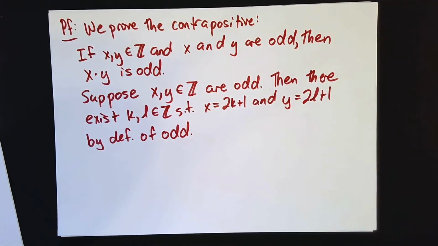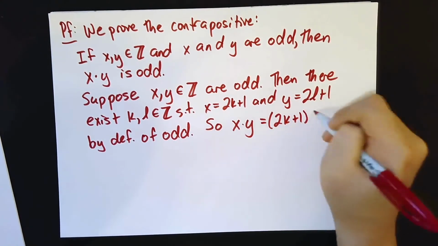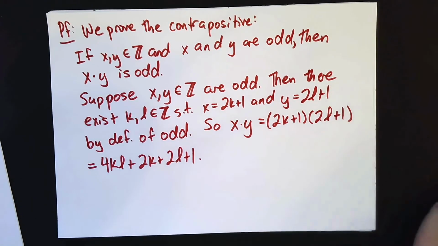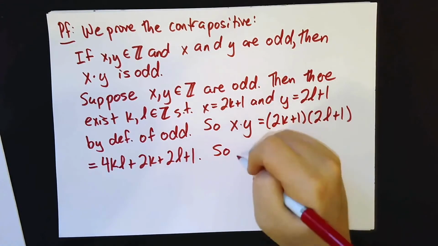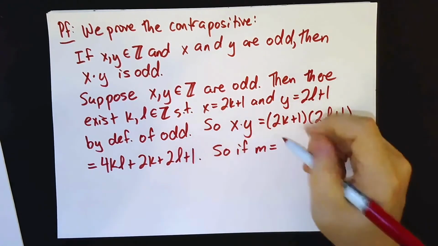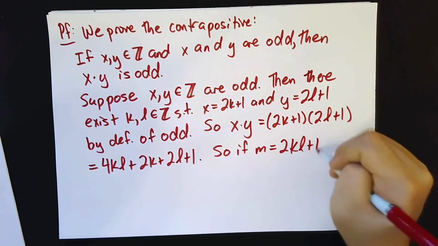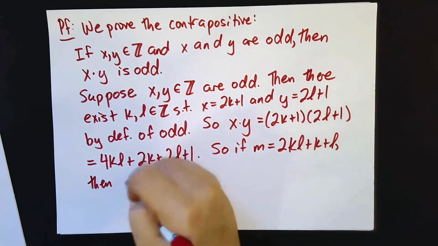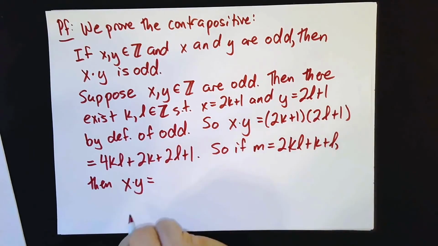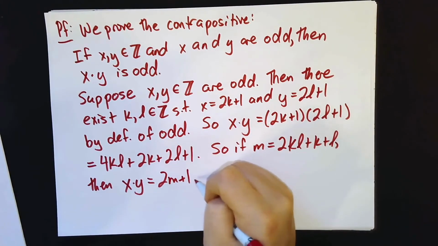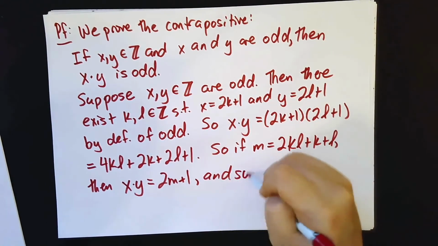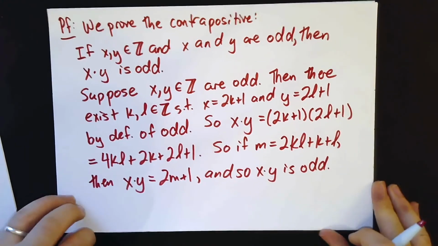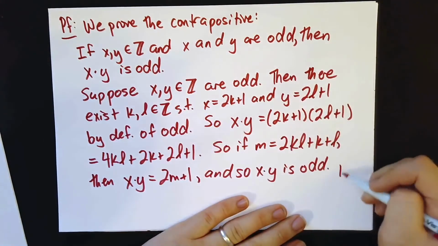So then, once I've done that, I can look at x times y. And then, if I let, say, m be 2 times kl plus k plus l, then, of course, x times y is 2m plus 1, and so x times y is odd. And again, I've shown this if-then statement that I wanted to prove.